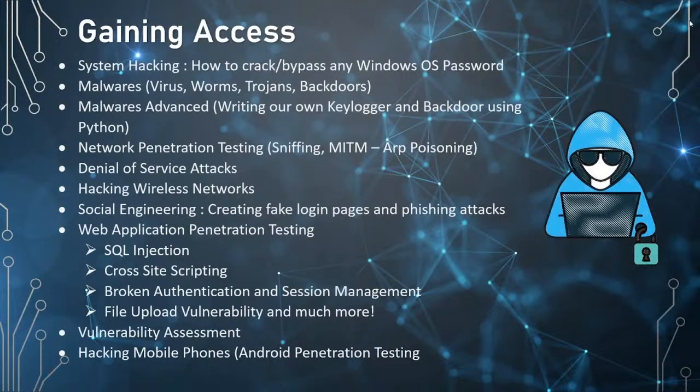After this is done, we have two small topics, which are maintaining access and reporting or clearing traces. This is the most important concept, guys: after gaining access, we need to know how to maintain persistent connections. How do hackers maintain a connection even if the system restarts? That is known as maintaining persistent connections. After that, we have reporting or clearing traces, where we'll see how to generate a report and submit it to the organization. Or if you're a black hat hacker, how do they remove all the evidence? How do they clear the traces?